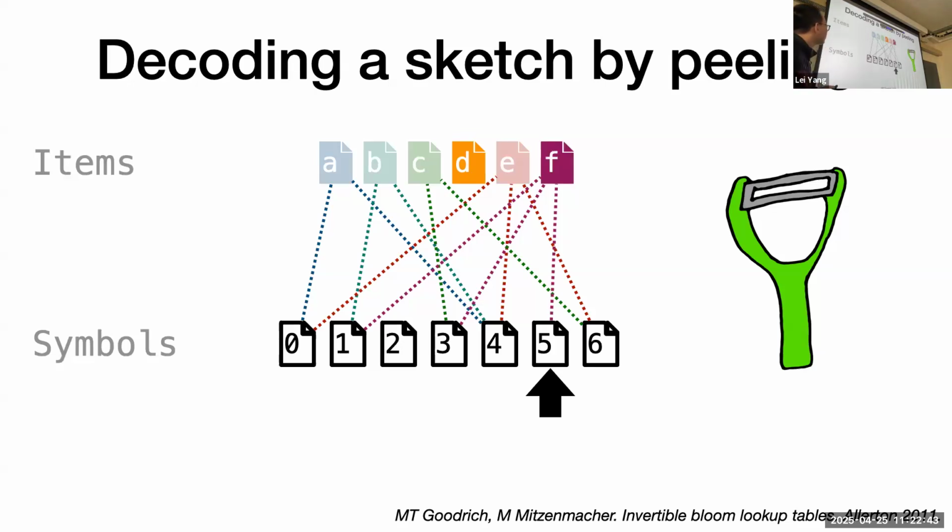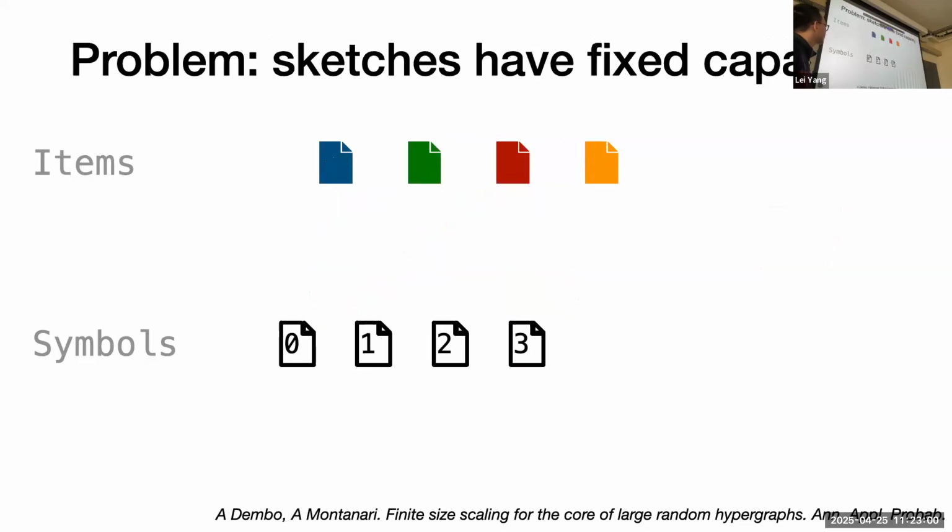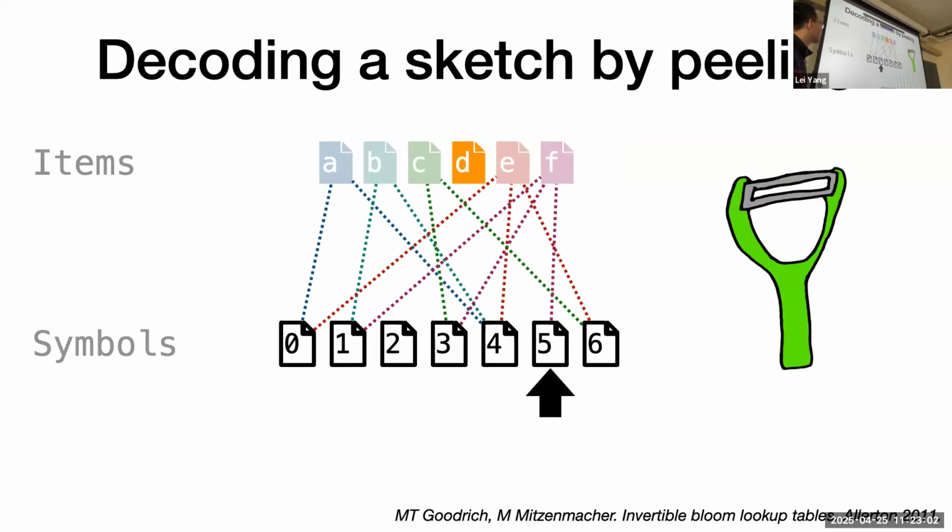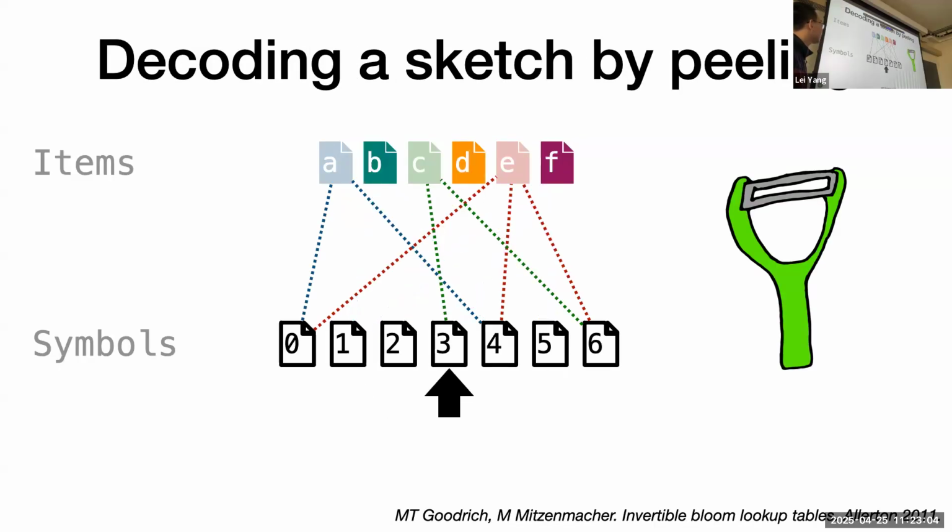Okay, so now we realize how we can decode this. It's kind of an iterative process, right? You recover item F from symbol 5, and you can subtract F from the other symbols it is mapped to, and just repeat the process, and you can recover the entire thing.